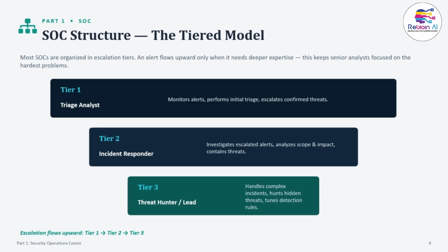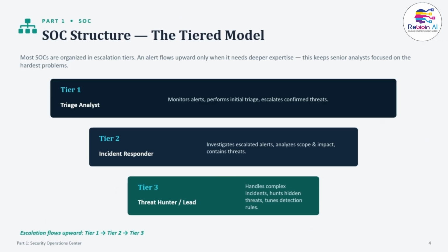Tier 2, the incident responder. When something is escalated from Tier 1, it lands here. Tier 2 analysts dig deeper. They investigate the scope of the problem, figure out what systems are affected, and begin containing the threat so it doesn't spread further. Tier 3, the threat hunter or team lead.